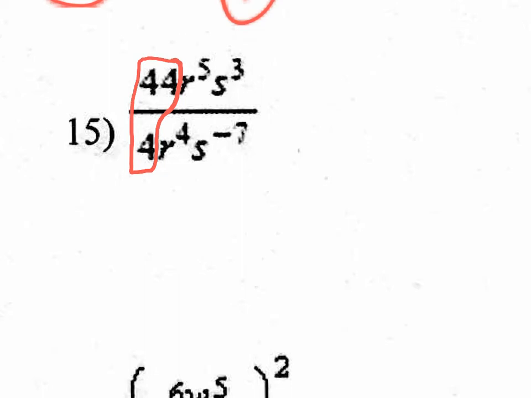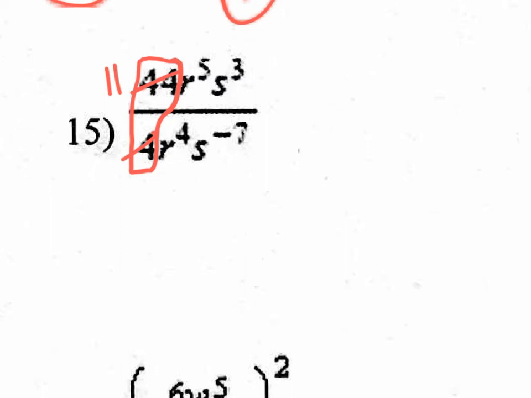Now where does the 11 go? Up on top or on the bottom? On the top. The 44 is on top, so when you divide, you end up with the 11 up on top. Now if it would have been 4 on top, 44 on the bottom, then the 11 would have been on the bottom. Does that make sense? Okay, so we reduced. We did 44 divided by 4, we got 11.